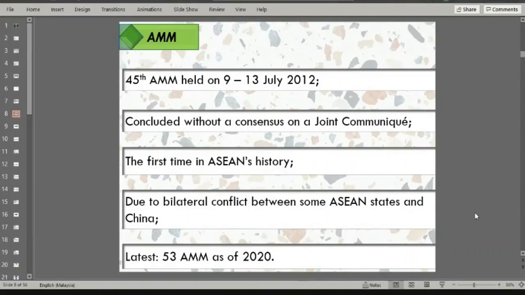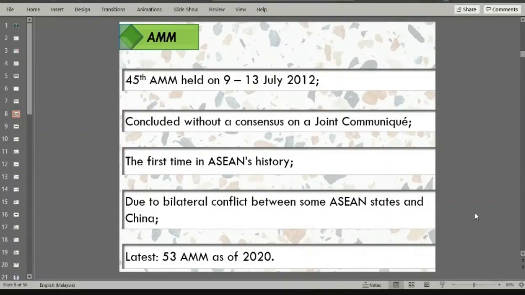At the end of every AMM, the foreign ministers will publish a joint statement known as a joint communique. This is simply a statement, sort of like a press statement, which summarizes all the things they have discussed and all the decisions they have agreed on in the meeting. So everything is summarized in this joint communique.